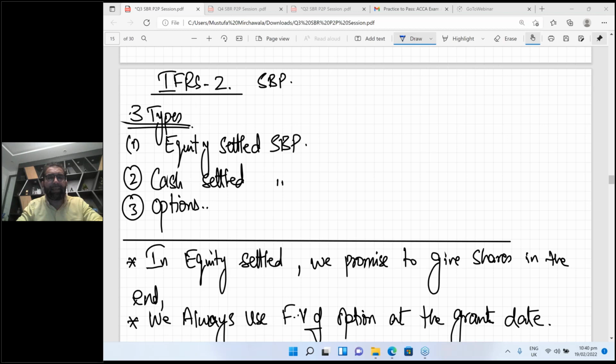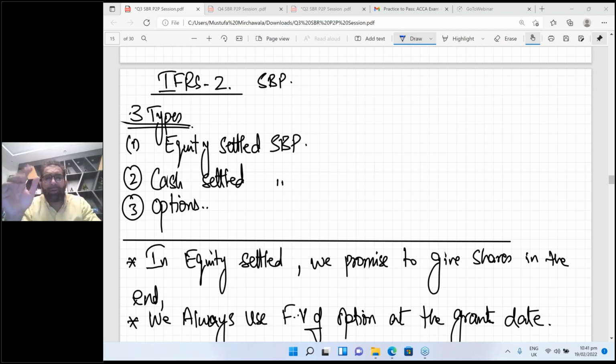What is cash settled? In cash settled share-based payment, I will give a target to the employee that to stay with me 3 years, and after 3 years I'll give you cash equivalent to the market price of my own 10,000 shares. This is also share-based payment but cash settled, because in the end I'll pay cash. And the third thing is options. Sometimes we give the employee an option that in the end you can ask for cash or you can ask for shares.